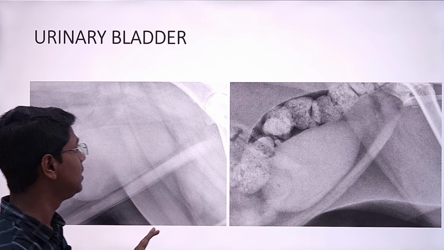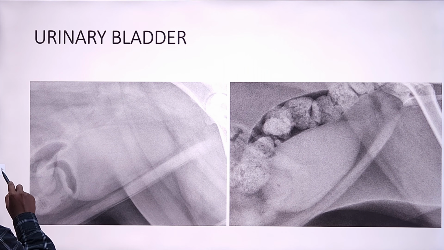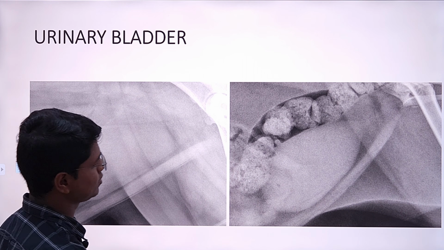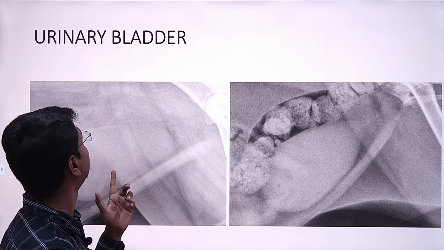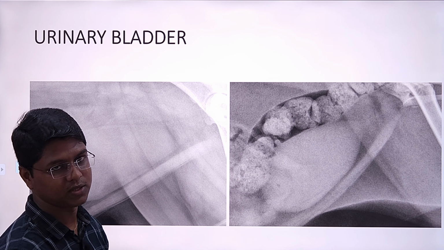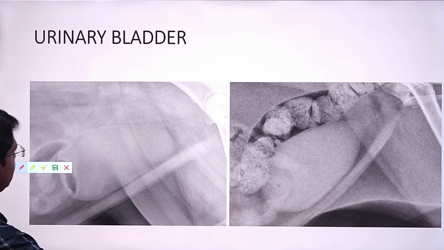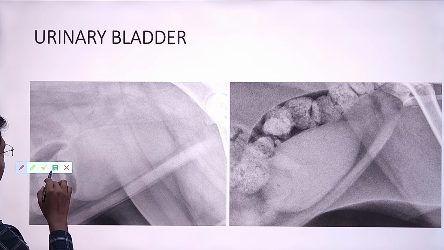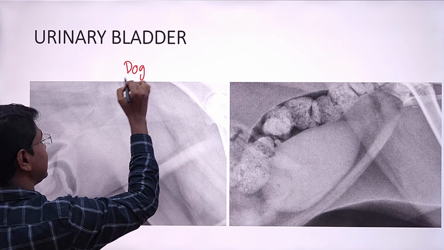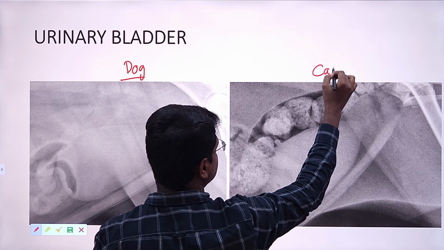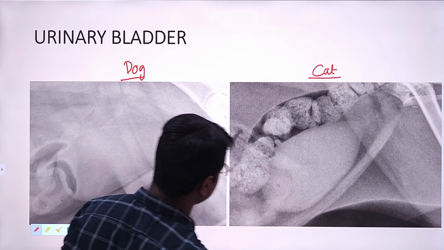Okay, so now let us go to the urinary bladder. We are done with kidney and ureter. Let us go to the urinary bladder. Kidney and ureter are the upper excretory system, and the urinary bladder and the urethra are the lower excretory system. Now, urinary bladder. The left X-ray is of dog, the right X-ray is of cat. So let us understand some normal anatomy and some differences.